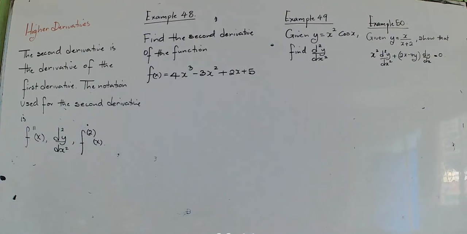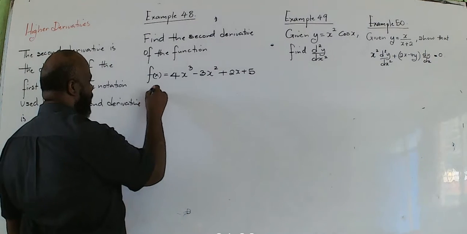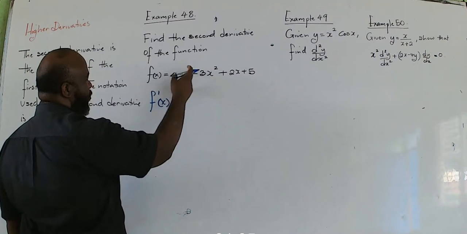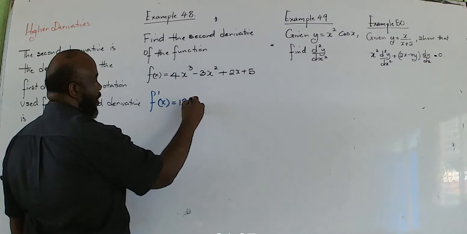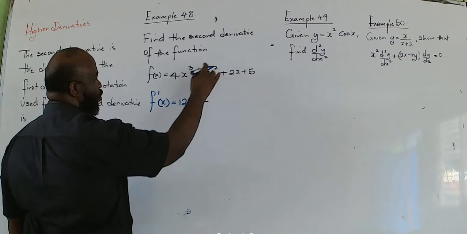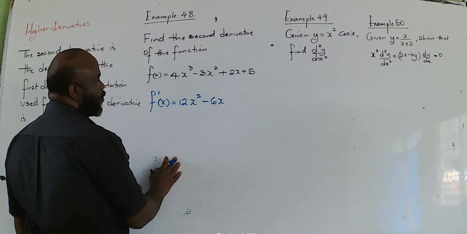Example 48. In example 48, you are asked to find the second derivative of the function f of x is equal to 4x cubed minus 3x squared plus 2x plus 5. Alright, so this is a simple power derivative. f prime of x would be 3 times 4, 12 x, and it decreases the power by 1, so the power becomes 2. Minus 2 3s 6 x, it decreases the power by 1, so it becomes 1.